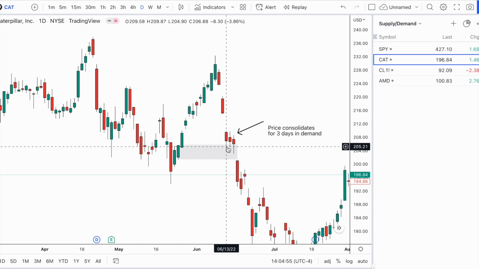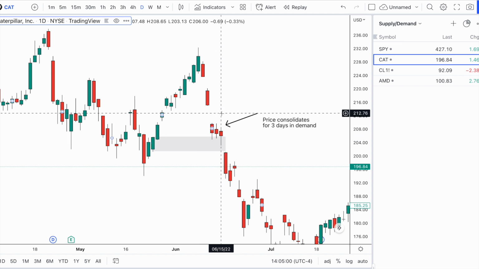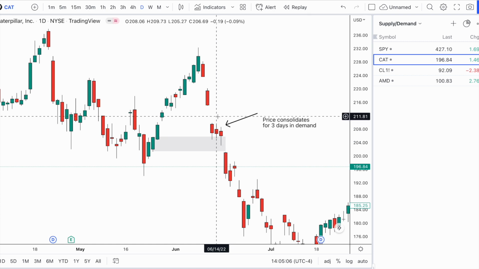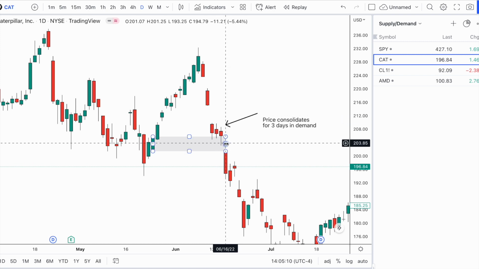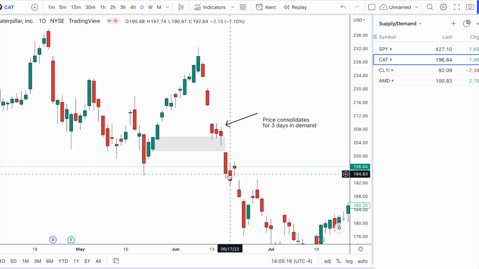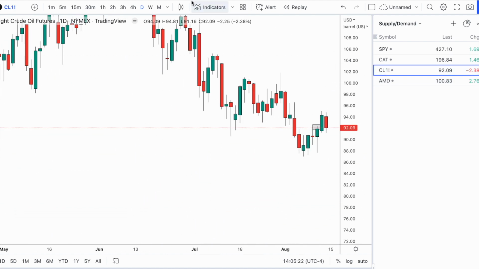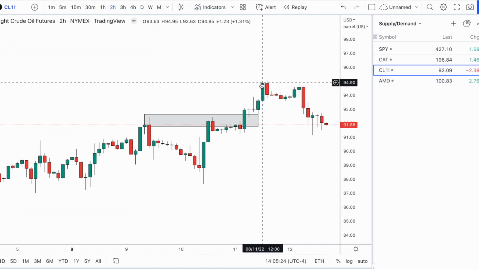So if you get in on this day, on the 13th, at the top of this demand zone at 205, and 3 days go by, you realize price is not bouncing as it should. We should have gone a little bit higher by now, seen some sort of reaction. You can exit the trade early for a small loss or maybe even profit before you end up taking a big loss. So that's CAT.